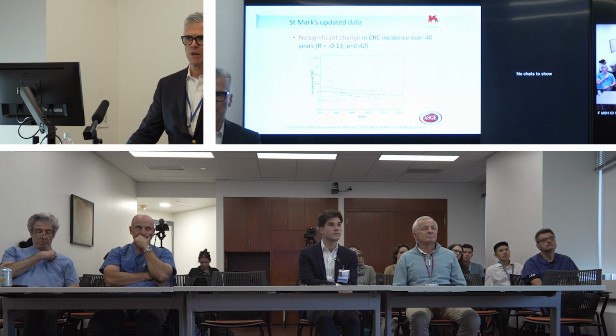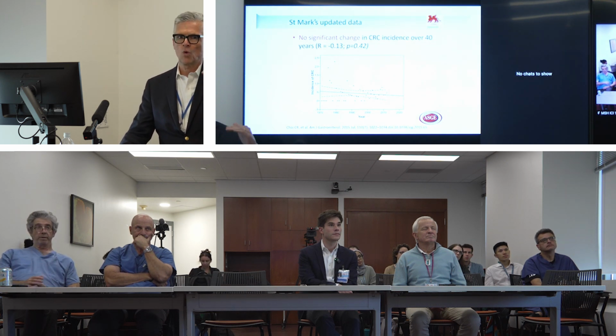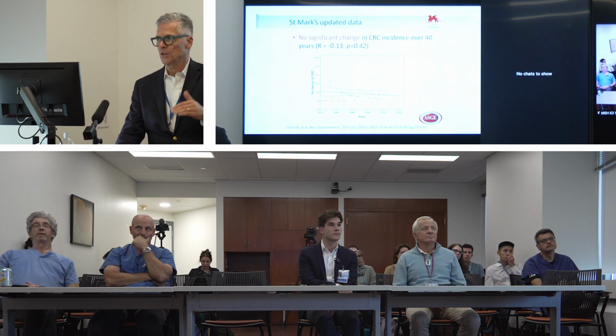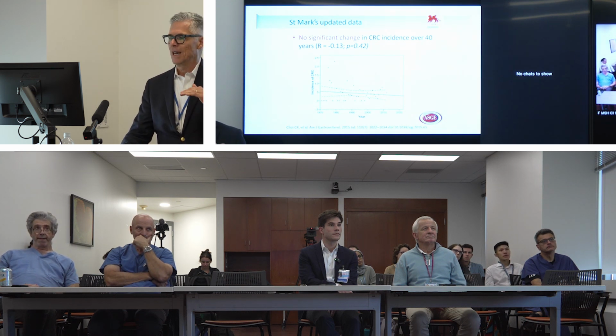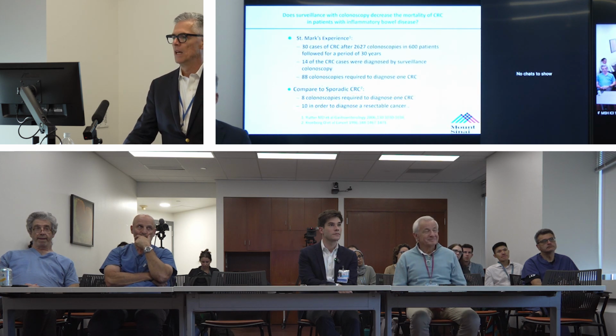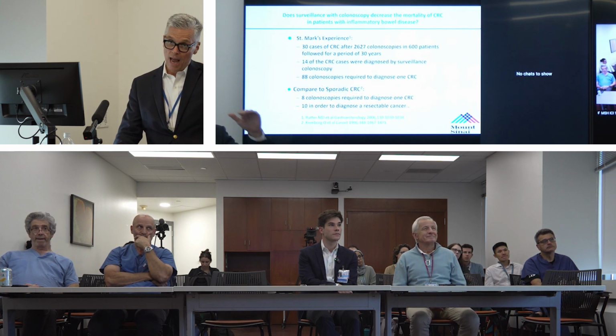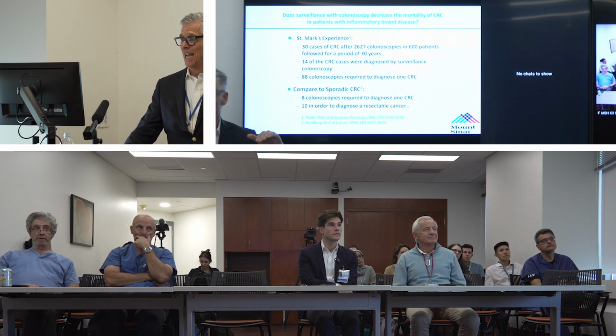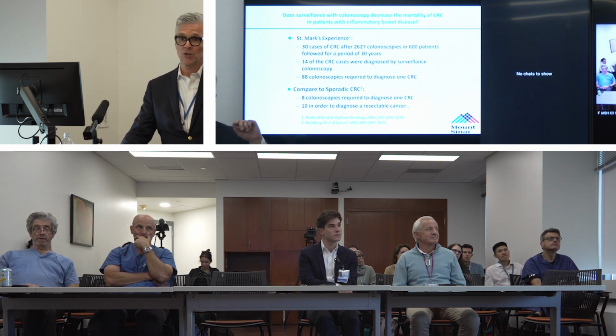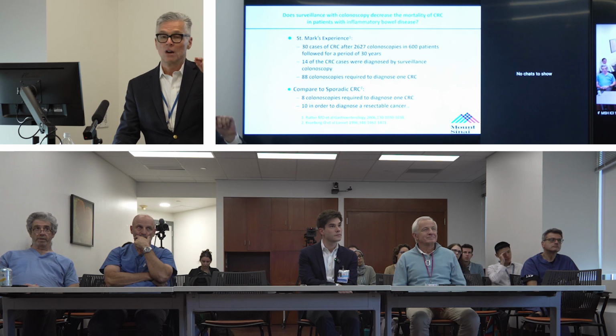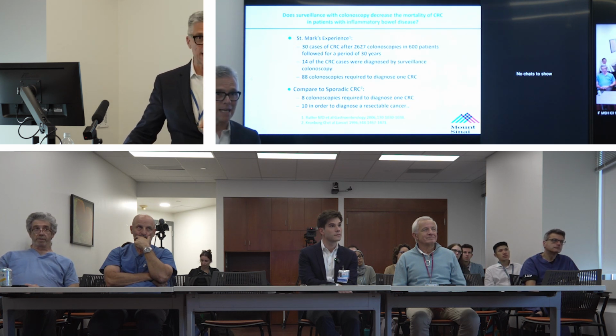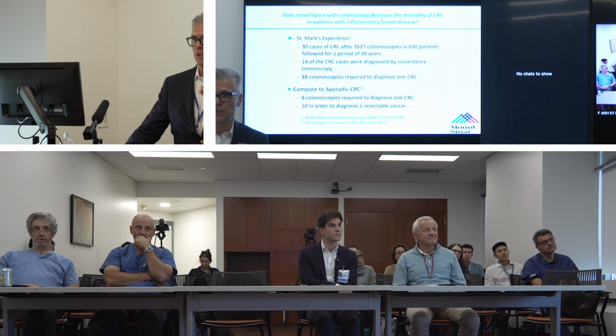The St. Mark's experience shows that they had been working on this all of these years, a 40-year experience, and guess what? All of these scopes have not done as much as you'd think. It takes, for an average risk person, 8 to 10 colonoscopies to get to a CRC or a resectable cancer. For colitis, it's 88 colonoscopies to get to one colon cancer. So we have much more work to do to assess the risk to make sure that we're serving our patients well.